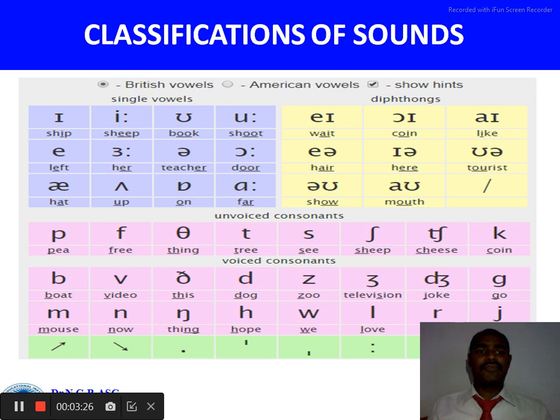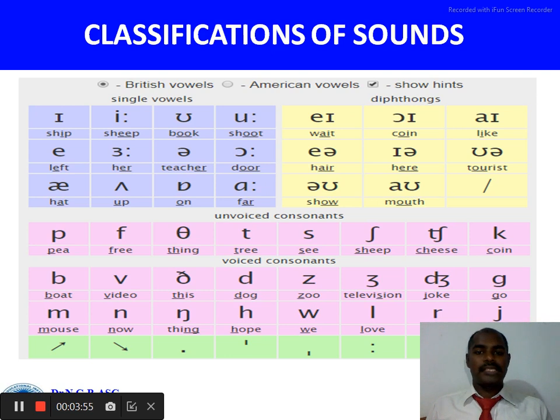First one, single vowels: sheep, sheep, book, shoot, left, hurt, teacher, door, hat, up, on, fair. Next one, diphthongs: wait, coin, like, hair, here, tourist, show, mouth. So this is a diphthong. Two vowels are joined and produce this diphthong sound.